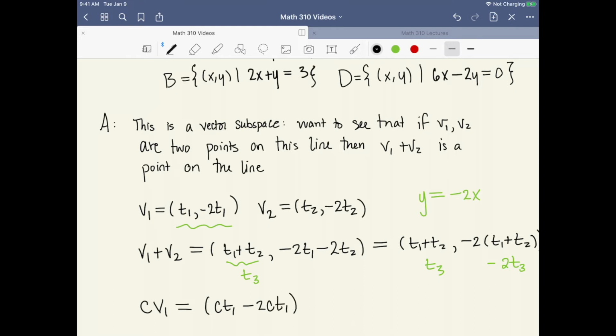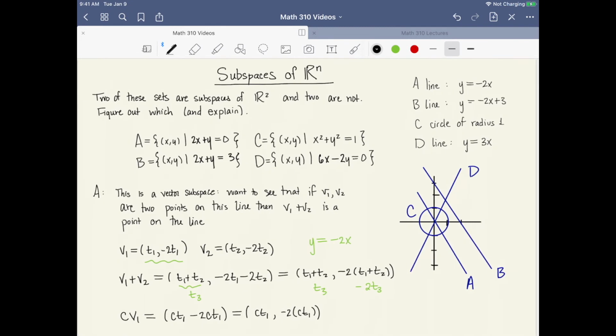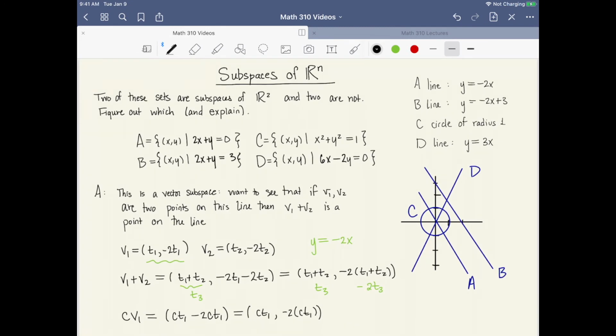Which is the same thing as, using more parentheses, ct1 and then minus 2 times again ct1. So I see that I obtained something that is still in the set A. And so A is closed under vector addition and A is closed under scalar multiplication. The check that we do for the set D is going to be very similar.